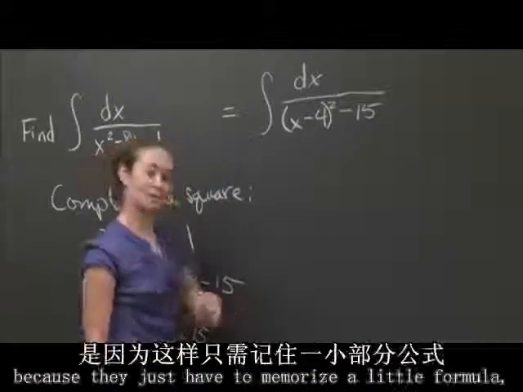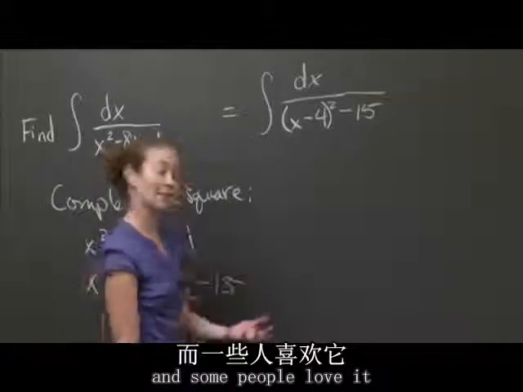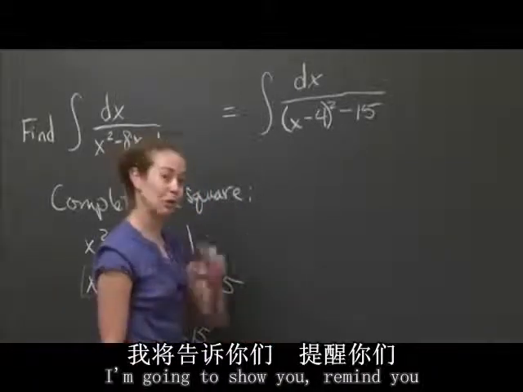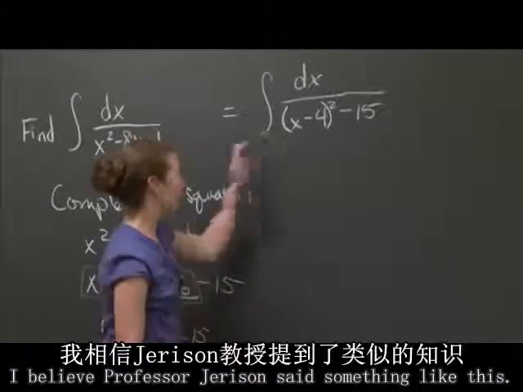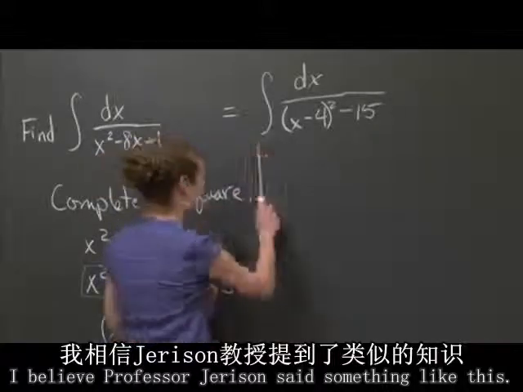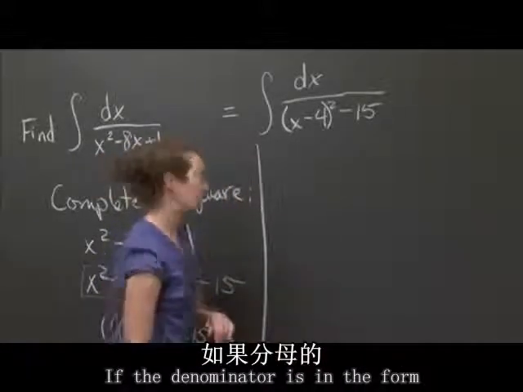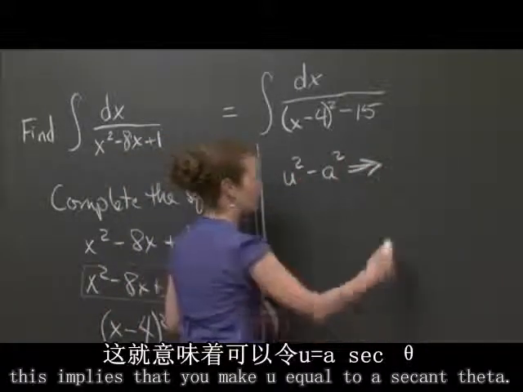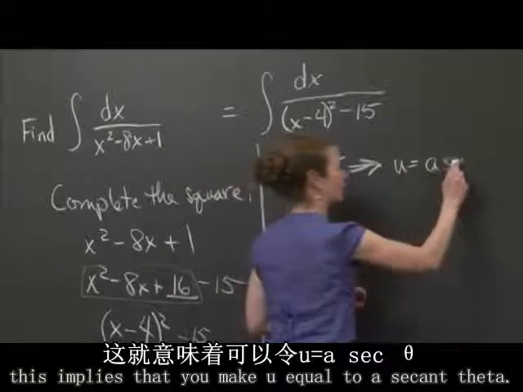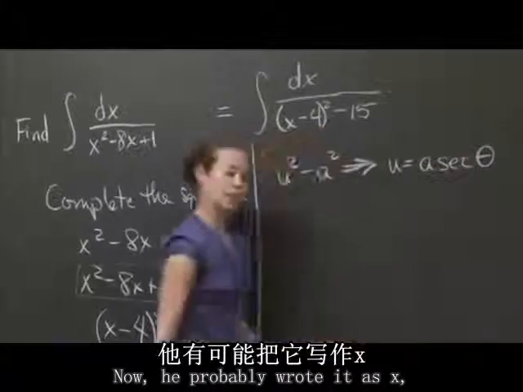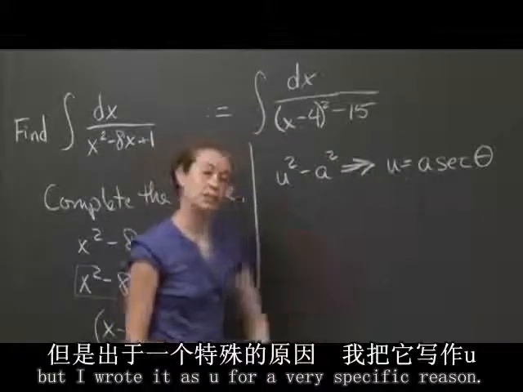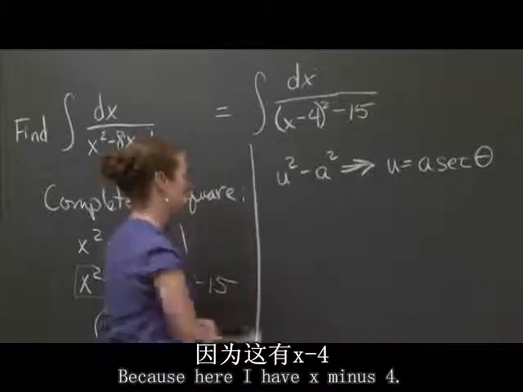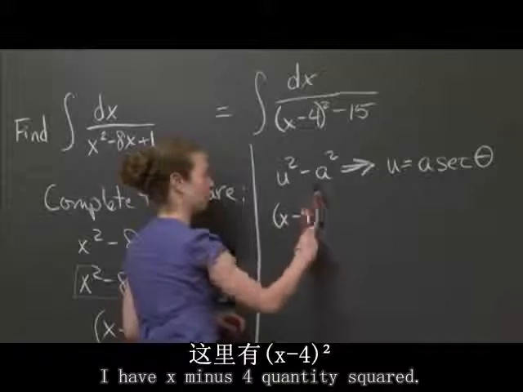Some people love this because they just have to memorize a little formula, and some people love it because they can draw a triangle and understand what they choose. I'm going to remind you what the formula was you saw in class. I believe Professor Jerison said something like this: if the denominator is in the form u squared minus a squared, this implies that you make u equal to a secant theta. Now he probably wrote it as x, but I wrote it as u for a very specific reason, because here I have x minus 4 quantity squared.